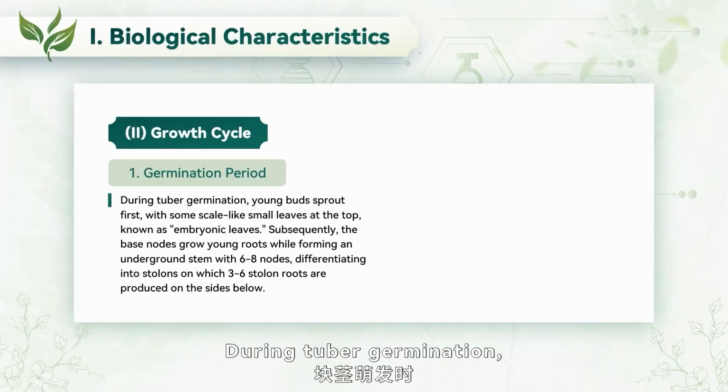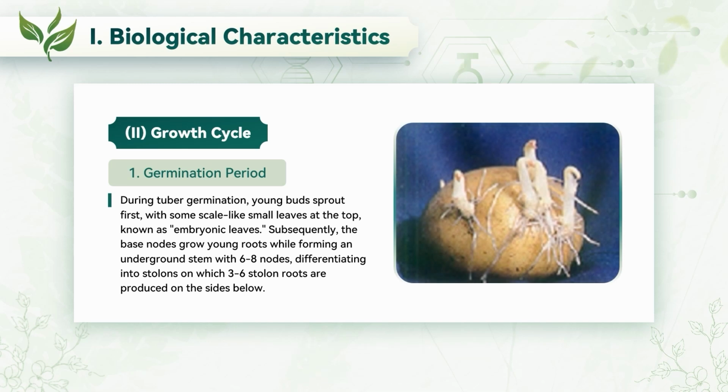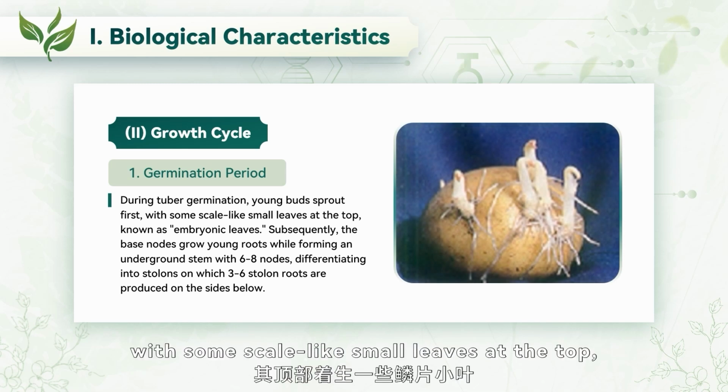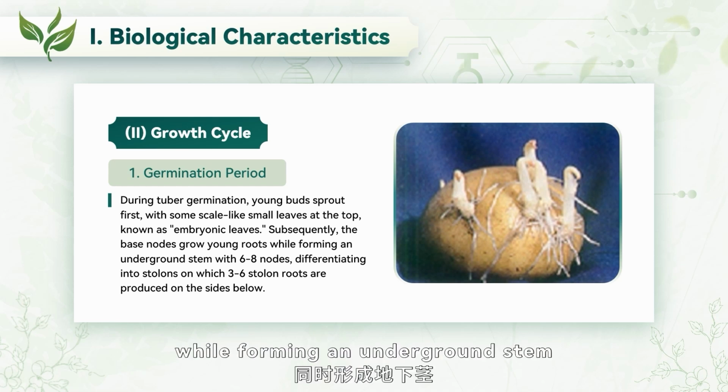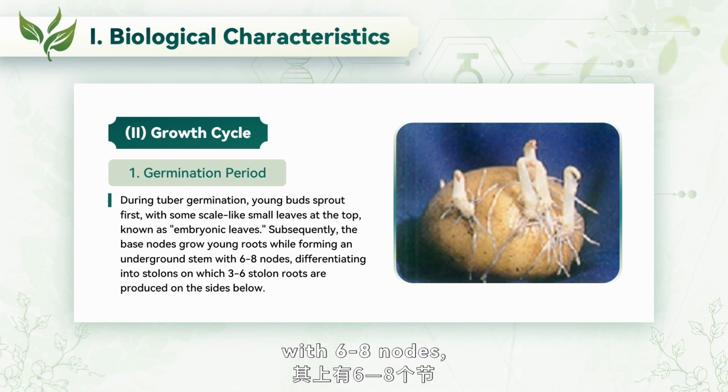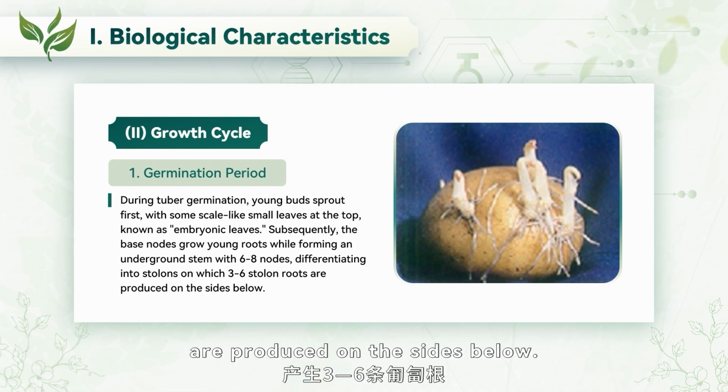During tuber germination, young buds sprout first, with some scale-like small leaves at the top, known as embryonic leaves. Subsequently, the base nodes grow young roots while forming an underground stem with 6 to 8 nodes, differentiating into stolons on which 3 to 6 stolon roots are produced on the sides below.